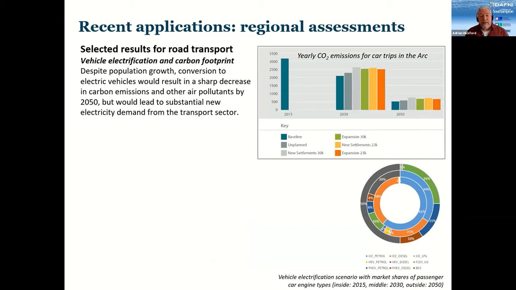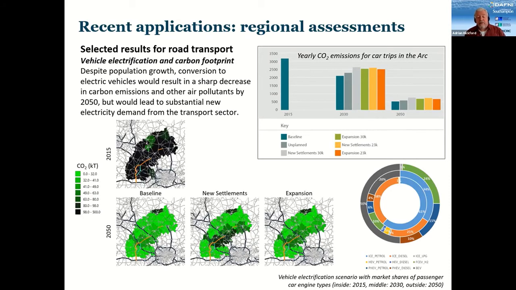We can see the impact of population change in these graphics, which show CO2 emissions in 2050 for each of these population scenarios. You can see CO2 emissions are much reduced compared to 2015, but there are still pockets of higher CO2 emissions concentrated in the darker areas where the new housing has been introduced.